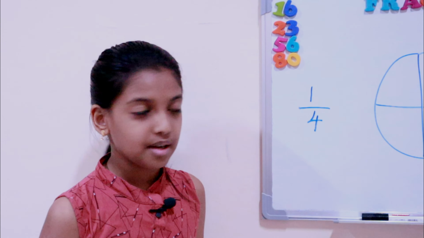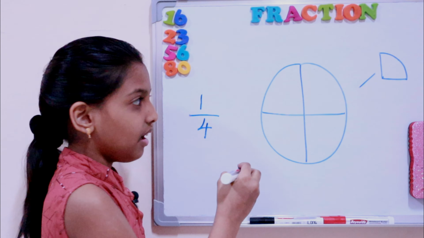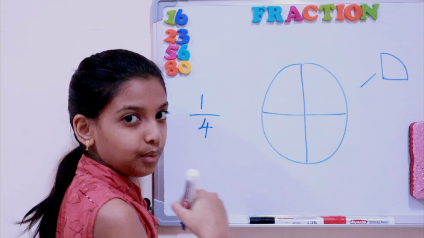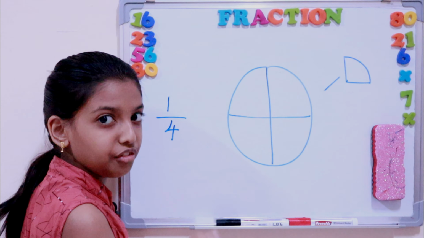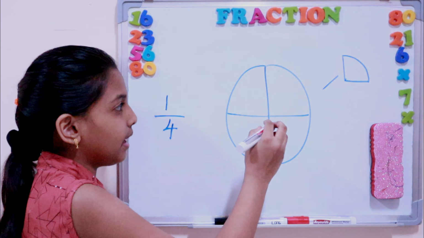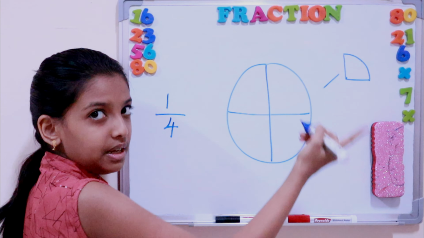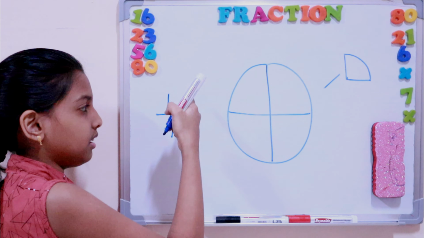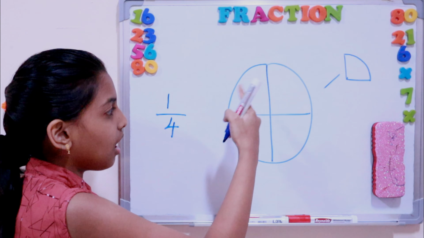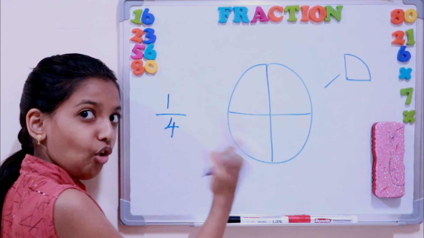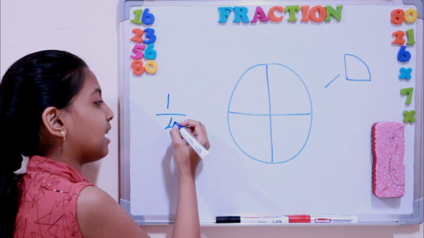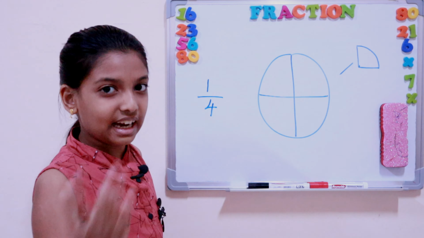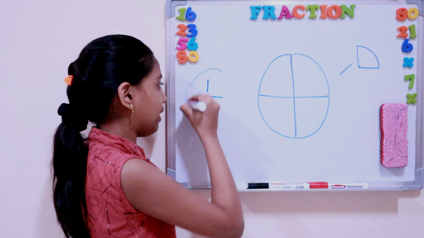For example, imagine that this is a pizza. We have divided it into 4 equal parts. Each equal part is called a fraction. So I have taken away one part of the pizza. So I have written 1 above the line. And the total number of the parts is 4. So I have put 4 under the line. So the taken away fraction is 1 by 4.